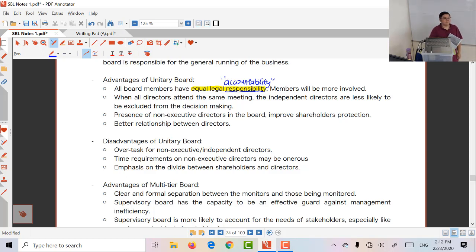Don't understand my question. Okay, make it easier, all right? ED and NED, who gets more information? Obviously the ED, right? Because they're always in the business. The NED is not in the business all the time, correct? So they are not present all the time.